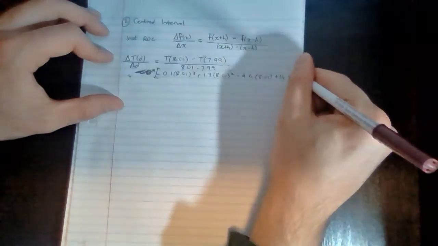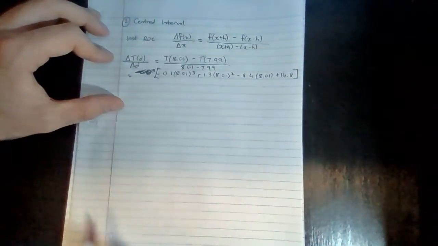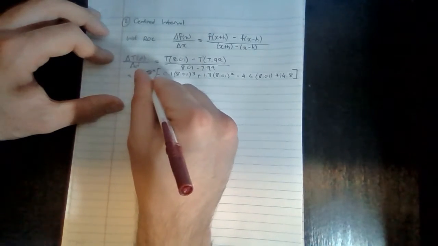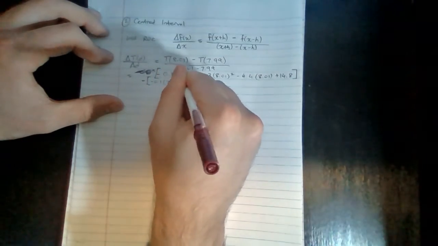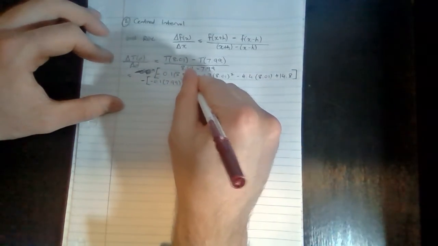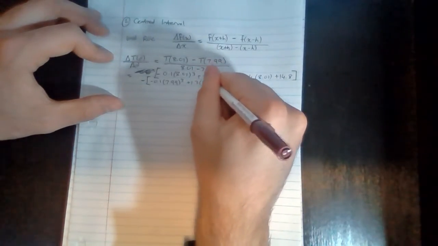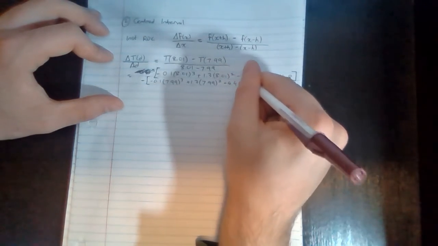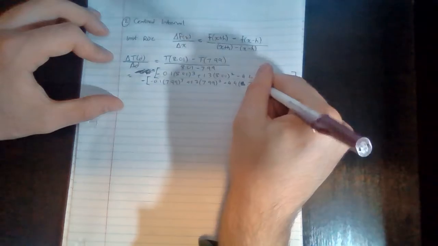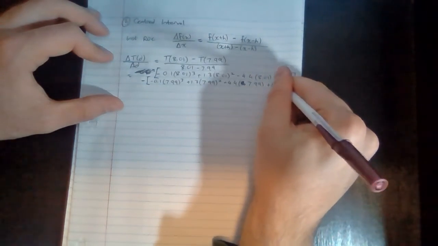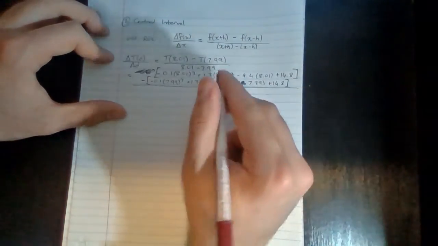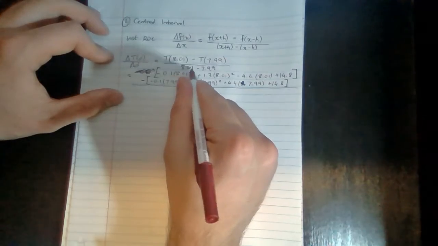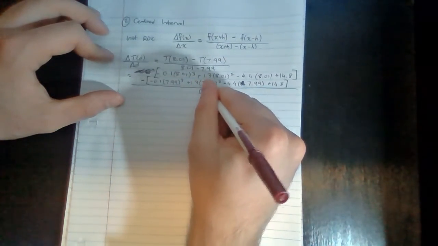That's our first value, our T of 8.01, and we're subtracting negative 0.1 times 7.99 cubed plus 1.3 times 7.99 squared minus 4.4 times 7.99 plus 14.8. All of that, both lines there, form our numerator. It's going to be over 8.01 minus 7.99, which is 0.02.